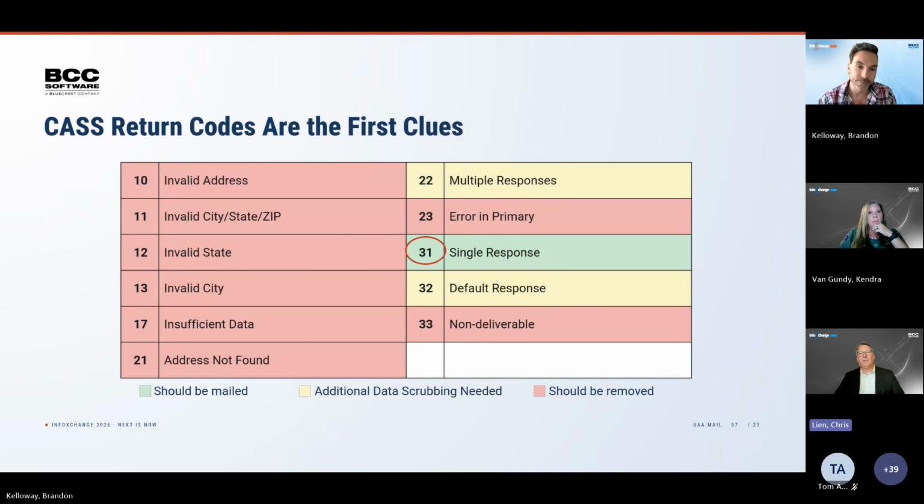Not printing, primary. That means the primary number is wrong. There is no 213 Main Street, right? Main Street runs from 215 to whatever. So that means the primary number is bad. There's an error in the primary somewhere.